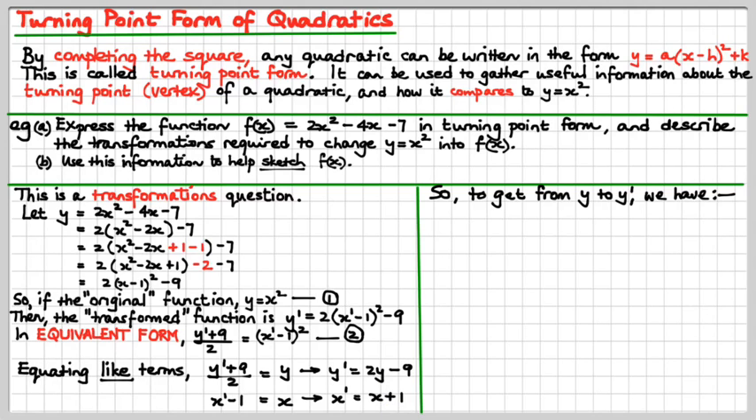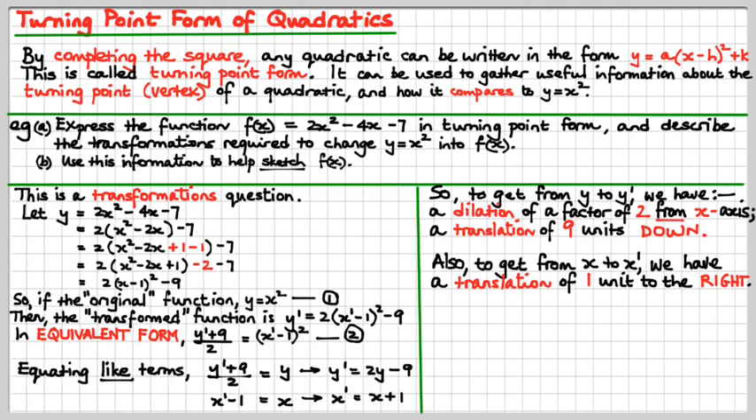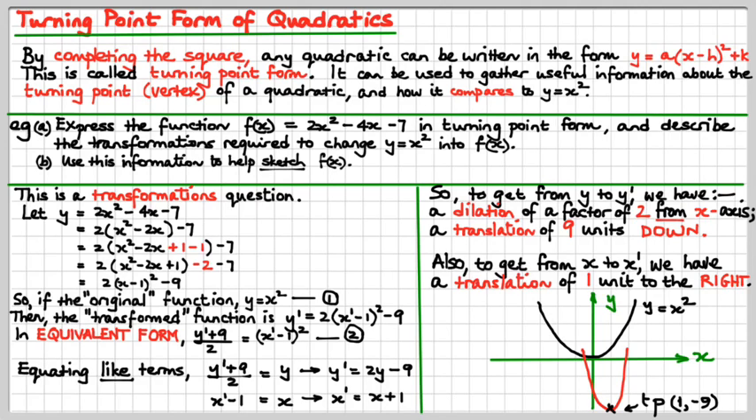Anyway, transformations. Now, to get from y to y dash, just read it off, guys. We've got to multiply y by 2 and subtract 9. So that means we're dilating by a factor of 2 from the x-axis and we're moving 9 units down. Okay, there we go. Terrific. Now, what do we got to do with x dashed? Well, we've just got to translate one unit to the right, don't we? That's it, guys, that's it. So, there she be, the original, and there she be, the new one, right?